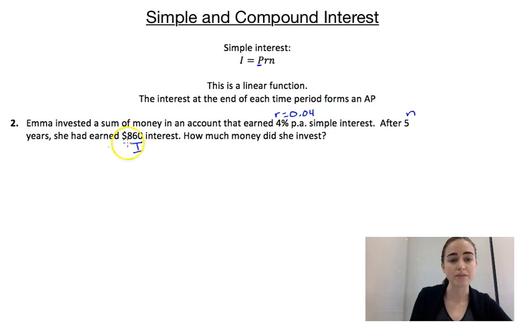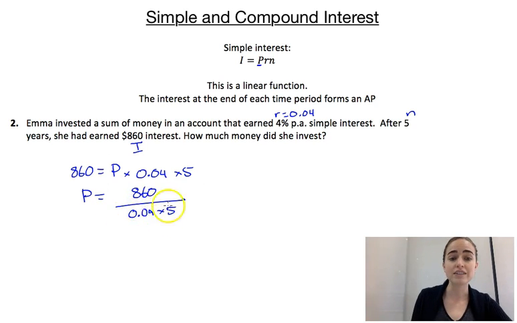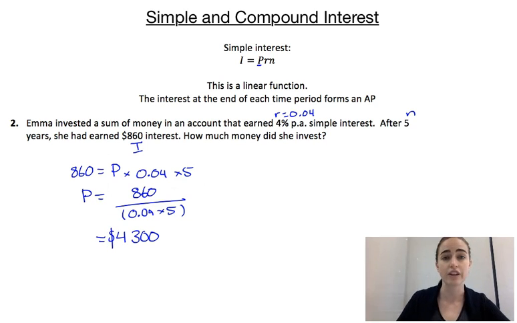We're going to have to work backwards, but we can substitute in what we know. So our 860 is going to be equal to P times 0.04 times 5. You could simplify this a little bit and then divide 860 by your answer, but I'm just going to write it out without simplifying it down. So 860 divided by 0.04 times 5. If you're putting this in your calculator, just make sure that it is doing what you need it to. On some calculators, you might need the brackets around the denominator. If we pop that in, we'll end up with 4,300. So she initially invested $4,300.